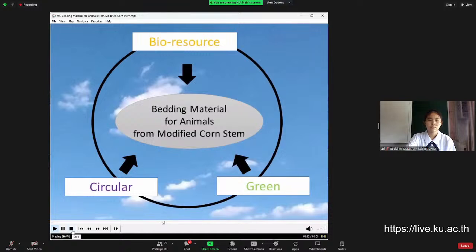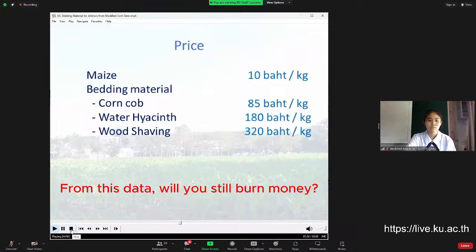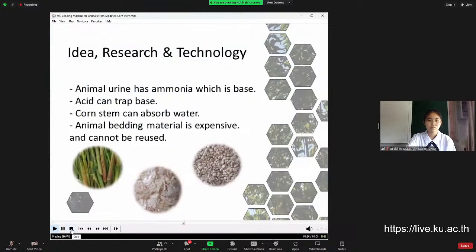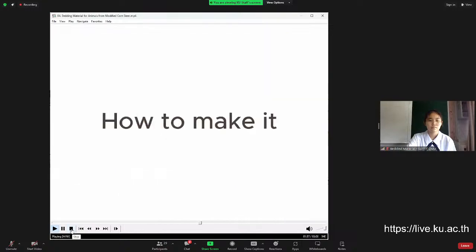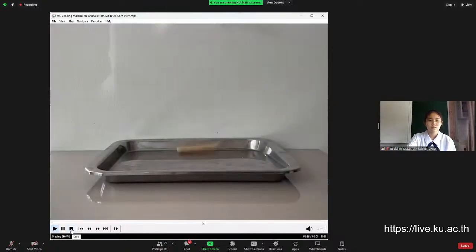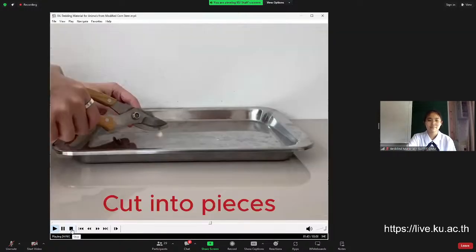According to the BCG principle, the corn stem can be modified and used as bedding material for animals. Look at the price. We can earn money from corn stem. Animal urine has ammonia. Modified corn stem can absorb ammonia and water. And I can tell you that bedding material for animals is expensive. This is how to make it. First, you get corn stem. Cut it.